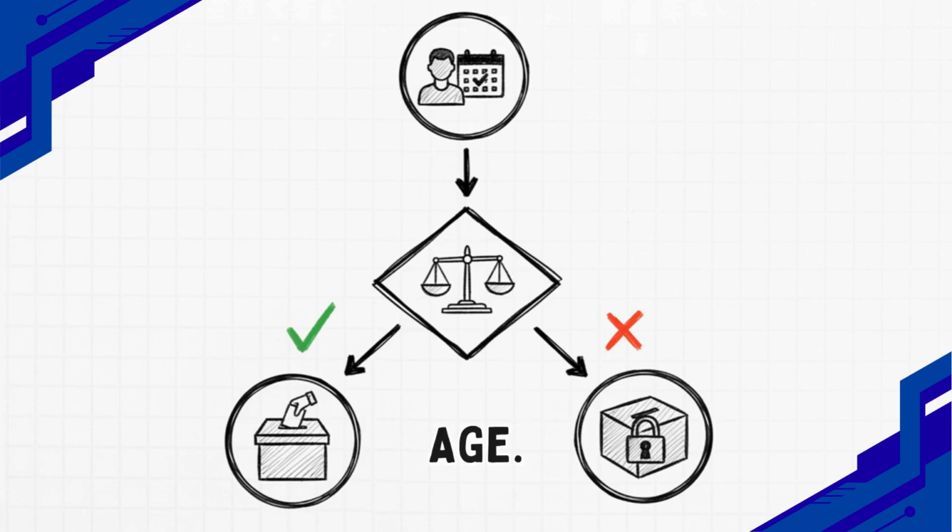Step 1, input age. Step 2, we make a decision. Is the age greater than or equal to 18? If yes, display can vote. If no, display not eligible. Boom! We clearly and flawlessly solved the problem, and we didn't write a single line of actual code. The entire solution came purely from logical thinking.